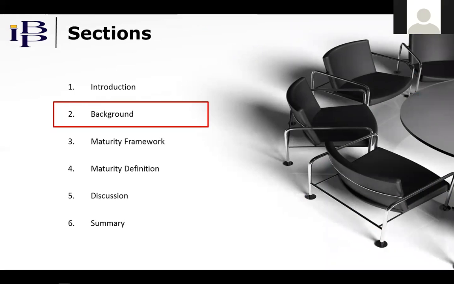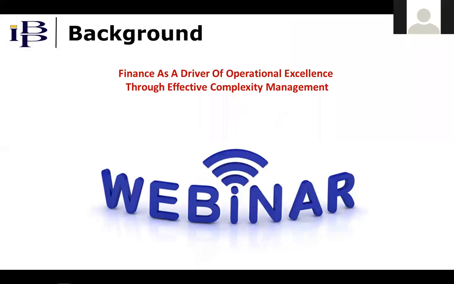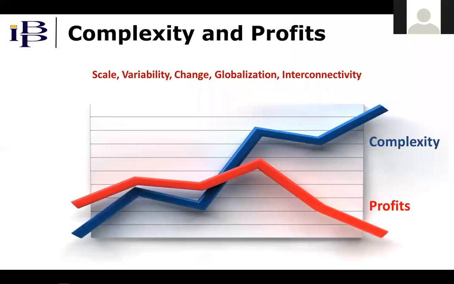So just a little background about this maturity model. If you want to get a little bit of background about some of the points of view, there's a webinar. It's on YouTube. It's called Finance as a Driver of Operational Excellence. There's some background information there that might be relevant as you're going through this, but a couple slides from that I'll just focus on. What we want to do is talk about how organizations can more effectively manage complexity and what specific capabilities they need to manage complexity.